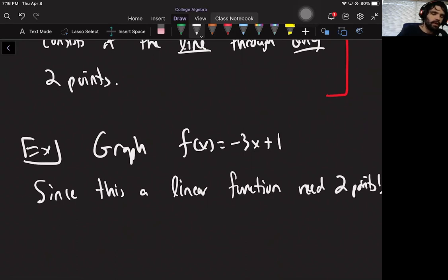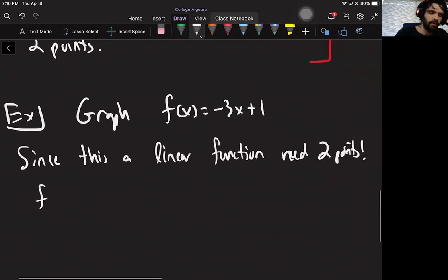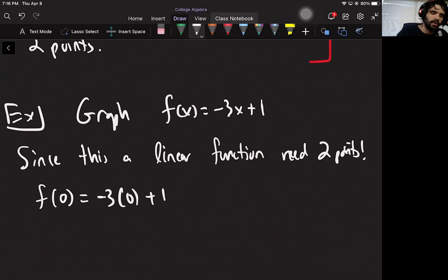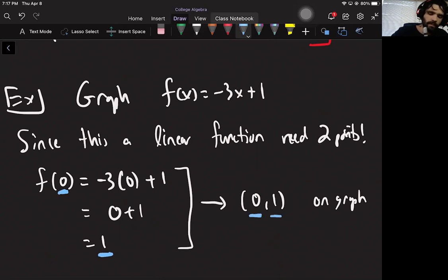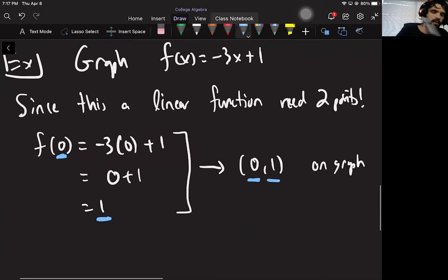That's not so bad, because we have our favorite pal 0, which we love to plug in. It's very easy to plug in. So I would recommend always doing that. The -3 times 0 plus 1, anything times 0 is 0. So you get 1. Here I'm being a little quicker. I didn't label x and y, but because of so much practice, I know this means 0, 1 is the point on the graph, because I'm plugging in x equals 0, and I'm getting 1 as the result. Of course, you can use the labels x and y like we have been previously, but this speeds it up quite a bit.